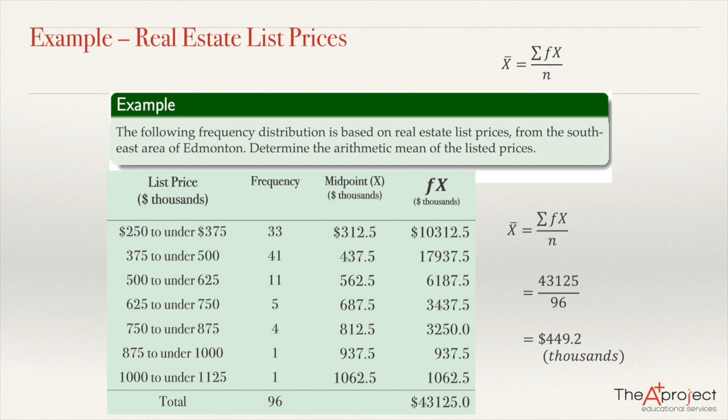And this will be the average of the list price of these houses or apartments. And that concludes the two examples to explain how to compute the arithmetic mean from grouped data.